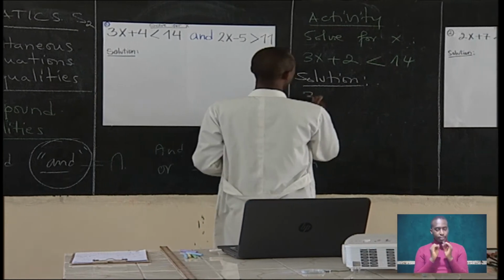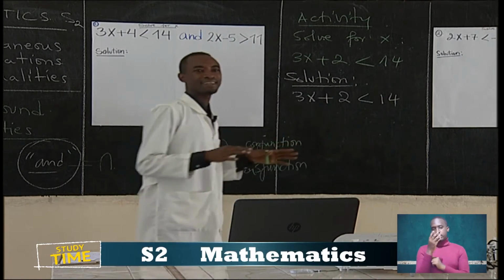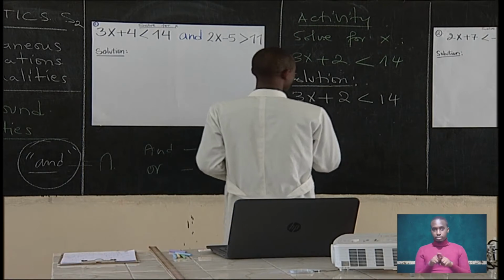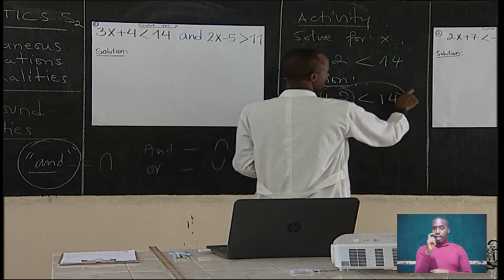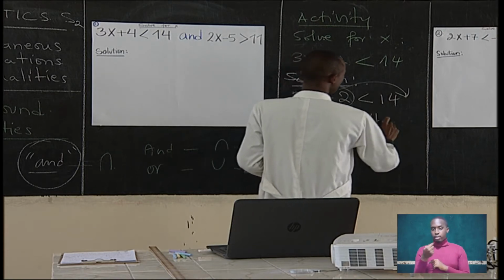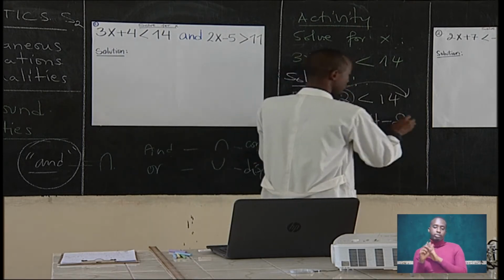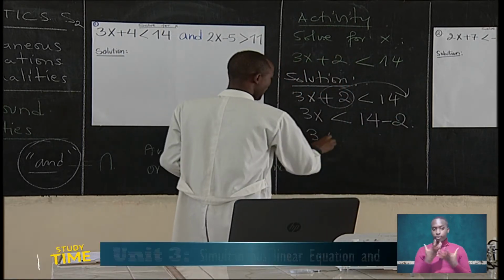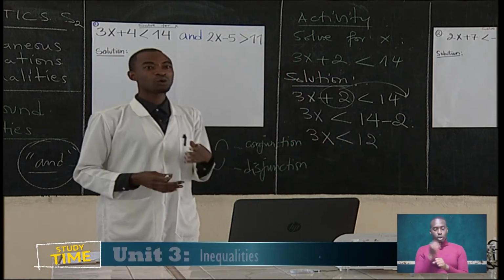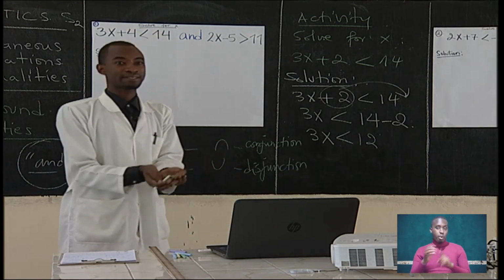When you have 3x plus 2 less than 14, we've learned these signs. We are going to solve for x. Now we have 3x. You take this one, it goes over there. When it goes over there, it changes the sign. You now have 14. Here it has been plus, then now it's negative 2. And you remain with 3x less than 12. But you are not yet done because you were told to solve for x. It means at the end of the day, you need to see the value of x.